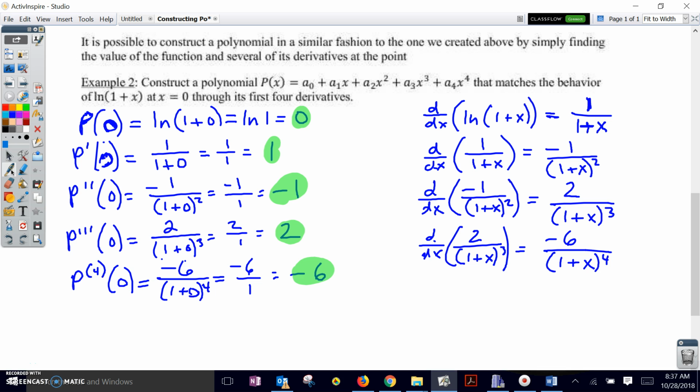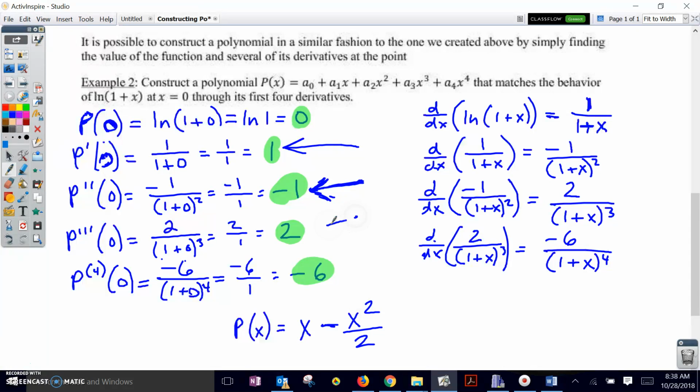Okay, and a sub 0 is going to be equal to p of 0 divided by 0 factorial, so that's just going to be 0. This next one is going to be this value divided by 1 factorial, so 1 divided by 1 factorial is just 1. It's going to be x. This next one is going to be this coefficient divided by 2 factorial, so negative 1 over 2 x squared.